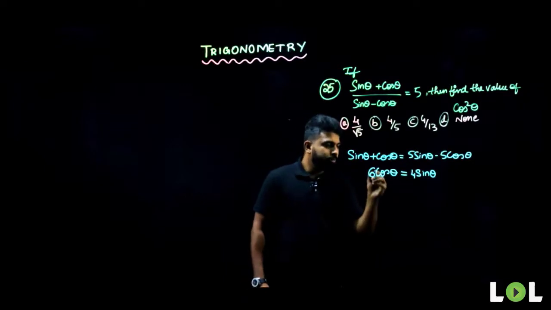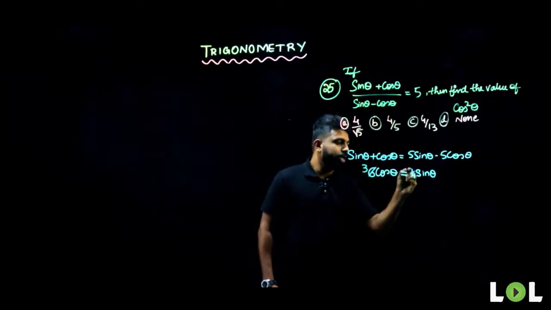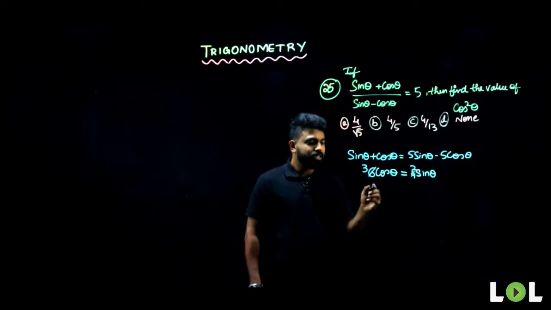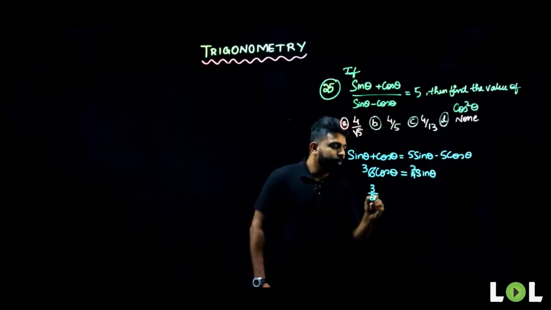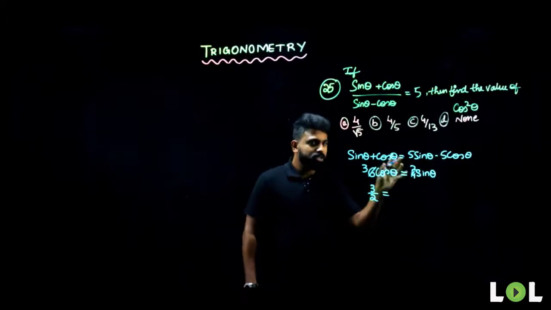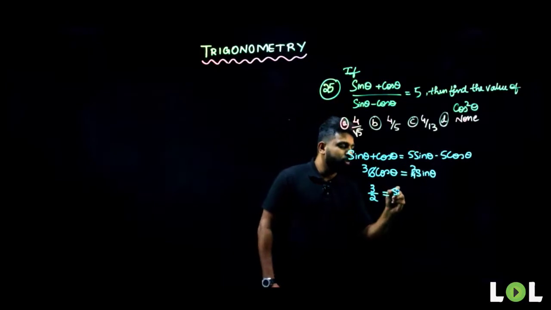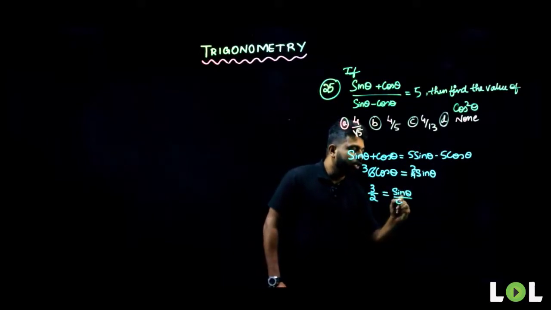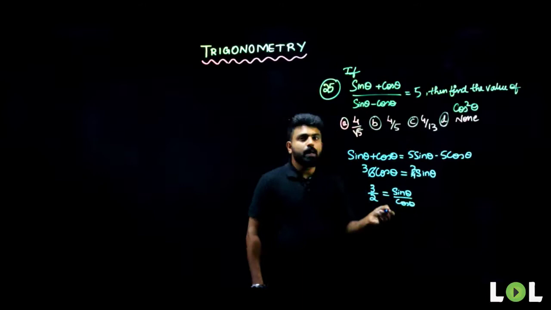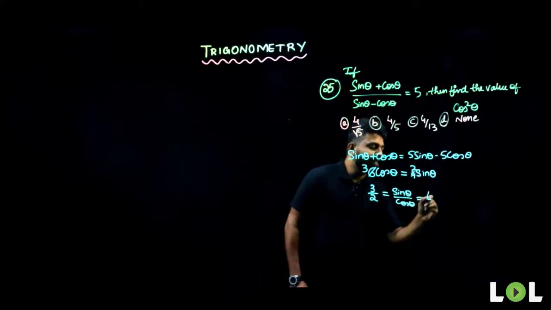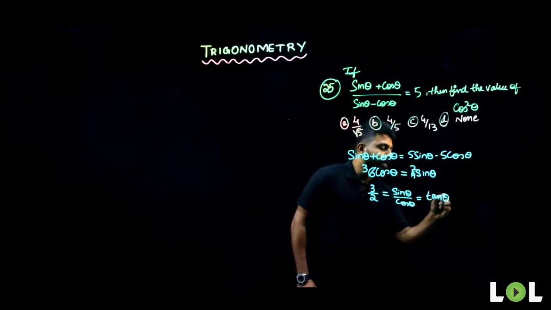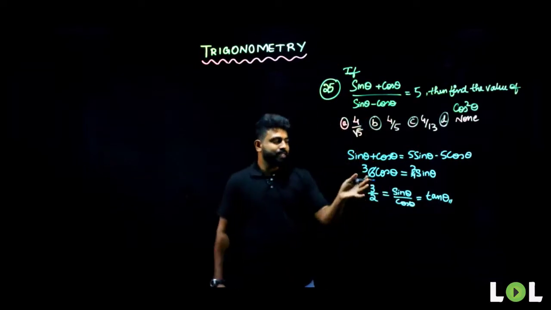So what will this be? 2 3 times, 2 2 times. So if I take this 2 to the other side, what will I be left with? 3 by 2 will be equal to, now I am taking cos theta also to the other side, so I will be left with sin theta by cos theta. What is sin theta by cos theta? We all know that sin theta by cos theta is nothing but tan theta. Now we know that tan theta is 3 by 2.